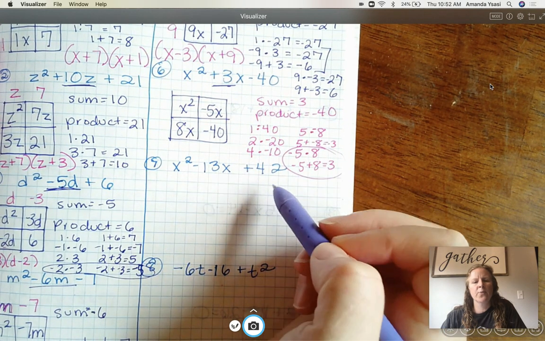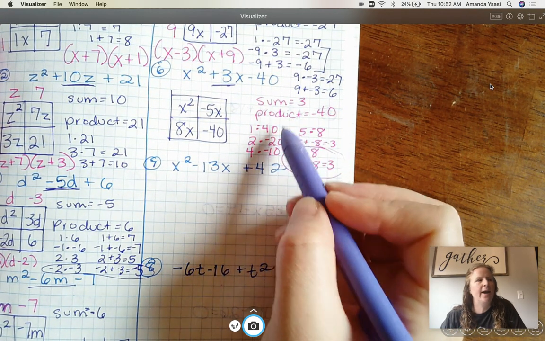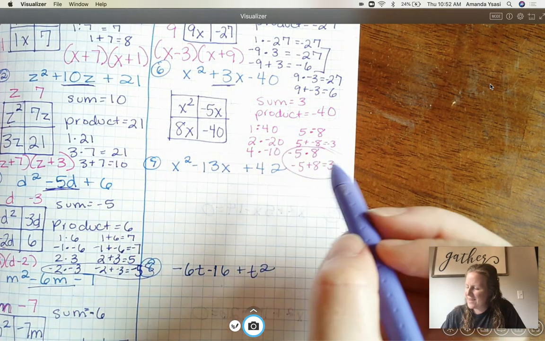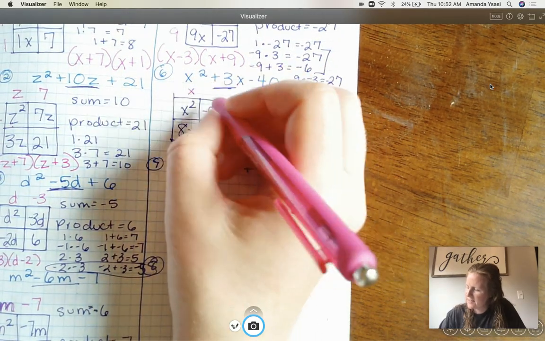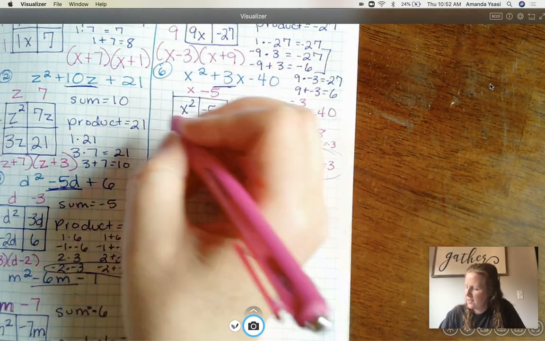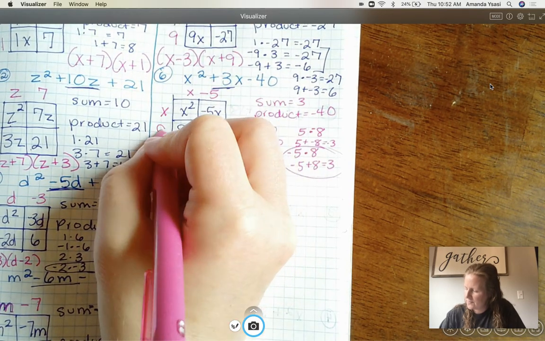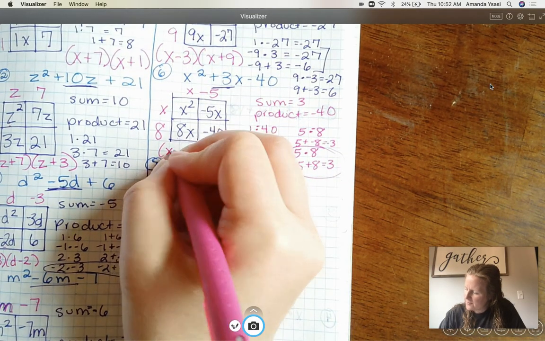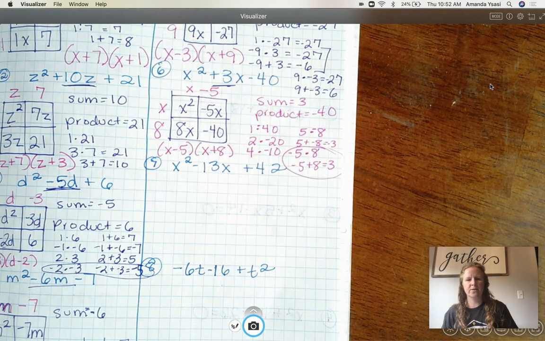So you're probably wondering, how do I get these numbers? I'm just thinking about products of 40, and then I add them together. So then I would make this be x, and this be a negative 5. And this is x, and this would be 8. So then we have x minus 5, and then x plus 8. 2 more problems.